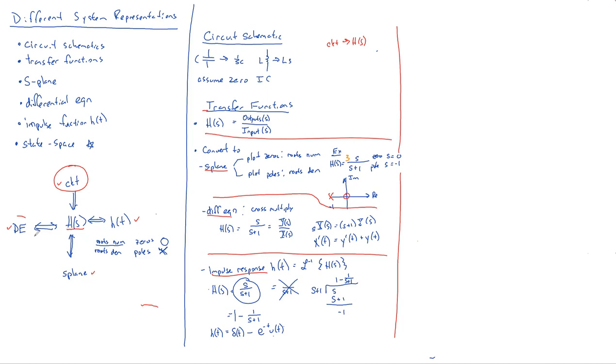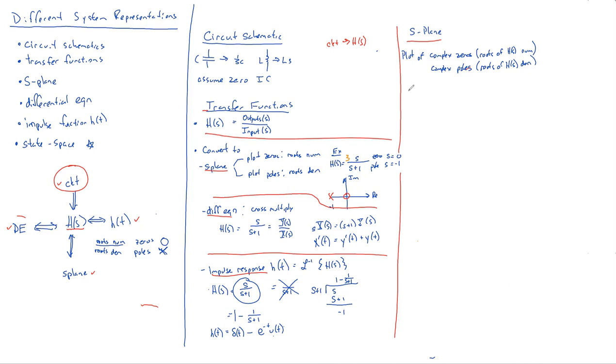Okay. So this, I really skipped over what this whole S plane thing is, and I said it's just the plot of the complex zeros, which are the roots of H of s's numerator, and the complex poles, which are the roots of H of s's denominator.